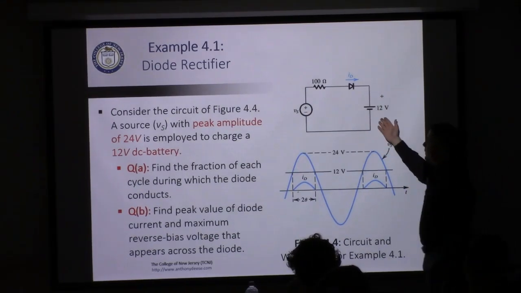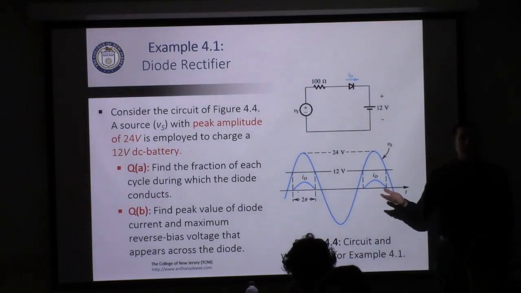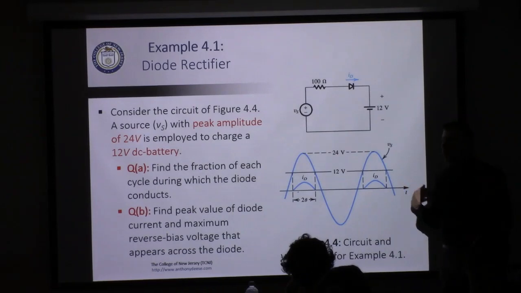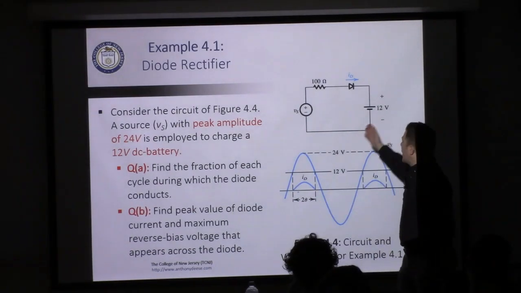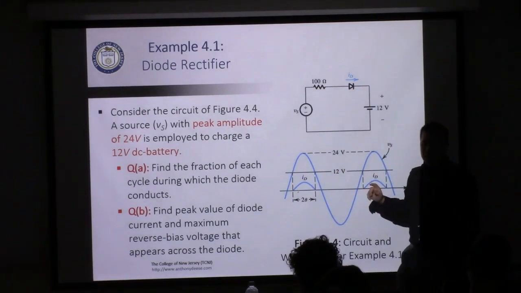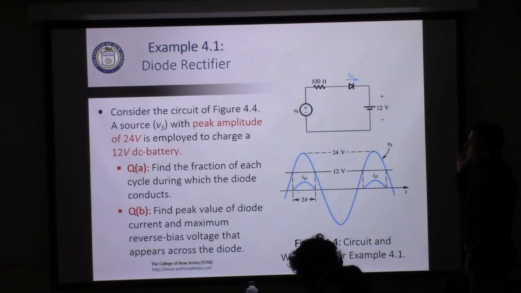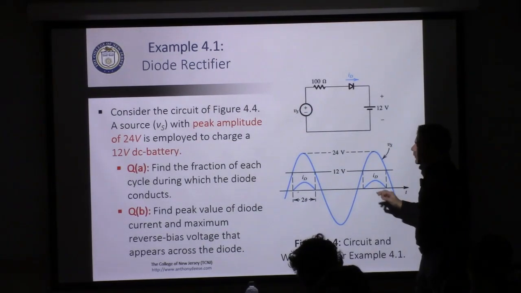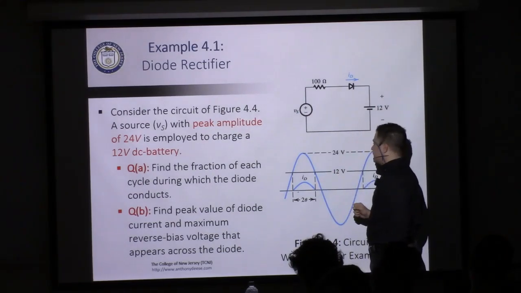Now, if we were using this to charge a battery, it would make sense, right? What we do is we set the diode pointing to the right. That way, we can only have current flowing into the battery, right? It doesn't allow us to accidentally discharge the battery during the negative cycles of the AC wave. So part A asks us to find the fraction of each cycle during which the diode conducts.